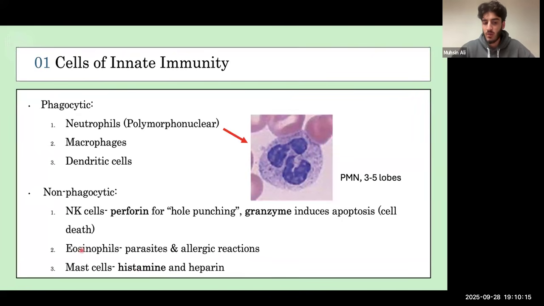And I want you guys to keep this in the back of your mind, the eosinophils being present during a parasitic infection as well as allergic reactions, because later on when we look at antibodies, there's going to be a little bit of a connection there that you're going to need to form.